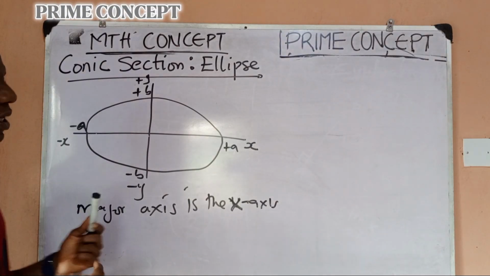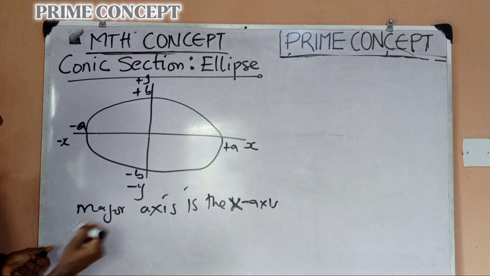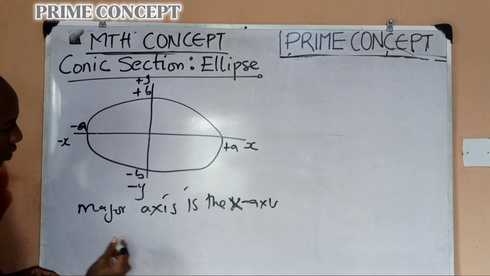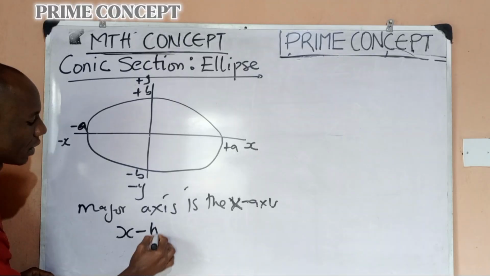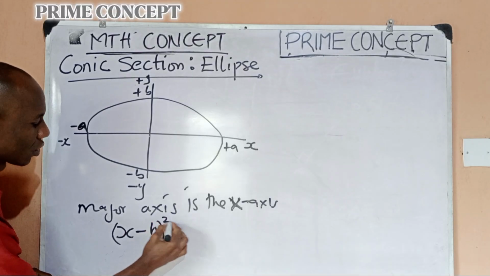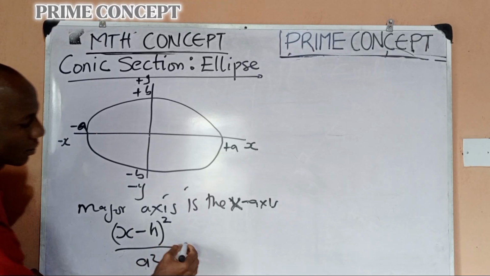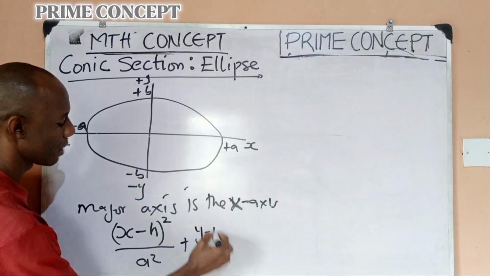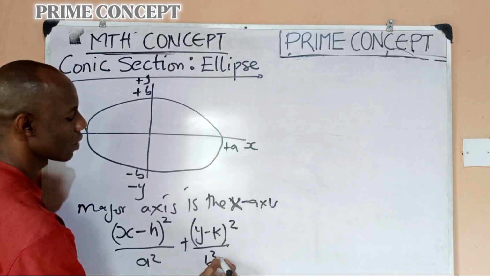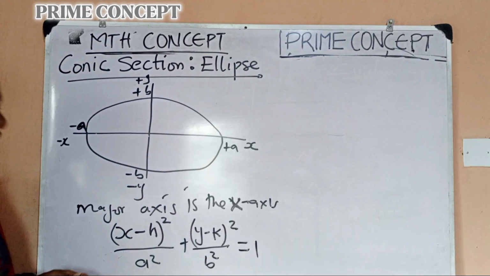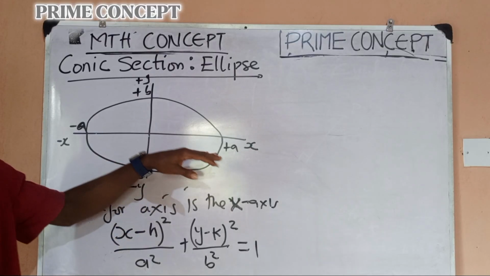I will point out some other things we need to know about the ellipse. For this case, the equation of this ellipse would be given as x minus h all squared divided by a squared plus y minus k all squared divided by b squared equals 1. So this is the equation of an ellipse where the major axis is the x-axis.